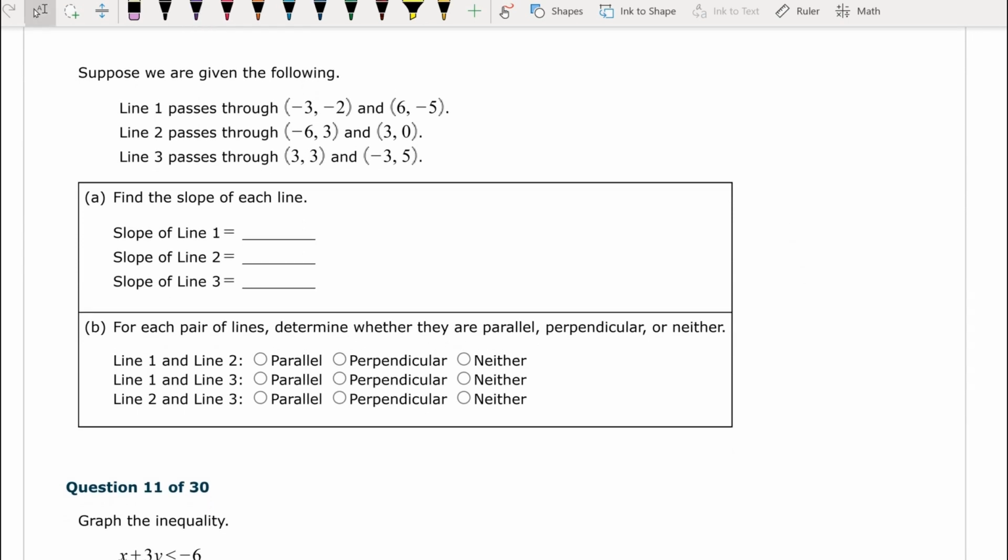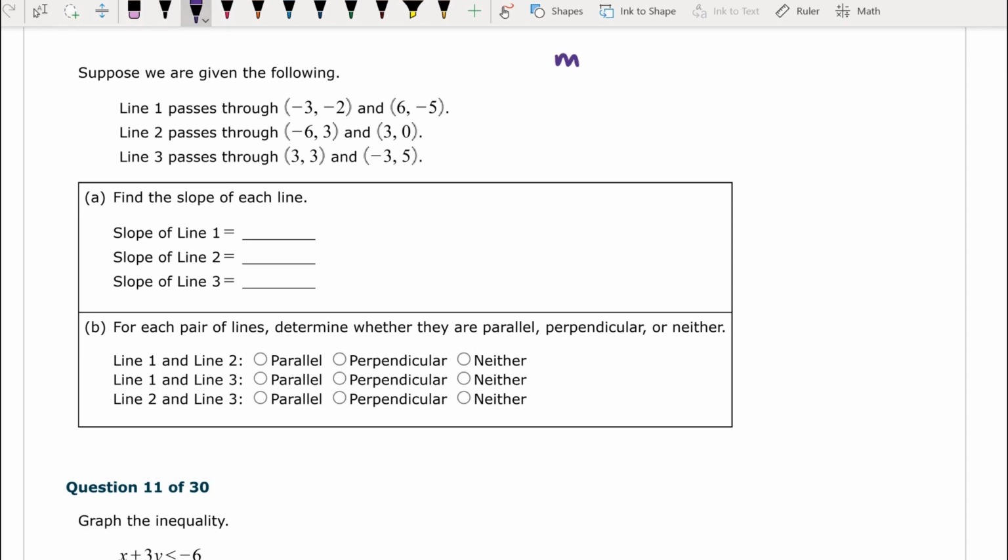Line 1 passing through (-3, -2) and (6, -5). Line 2 passes through (-6, 3) and (3, 0). And line 3 passing through (3, 3) and (-3, 5). Find the slope of each line. So find the slope of 2 points.